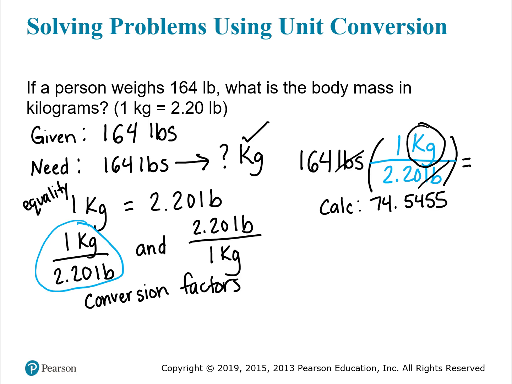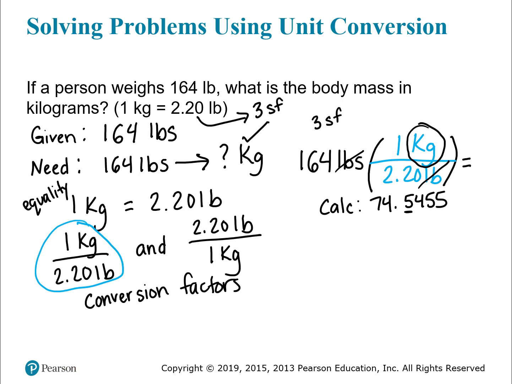We need to figure out how many sig figs we need to report. So in our setup here, we have this 164 pounds, which is a measurement, and it has 3 sig figs. Our equality, while it is defining a relationship, part of the relationship is a measurement. And the part that is a measurement is the 2.2 pounds. So we have to look at how many sig figs that has. That also has 3 sig figs. That means our answer has to have 3 sig figs as well.